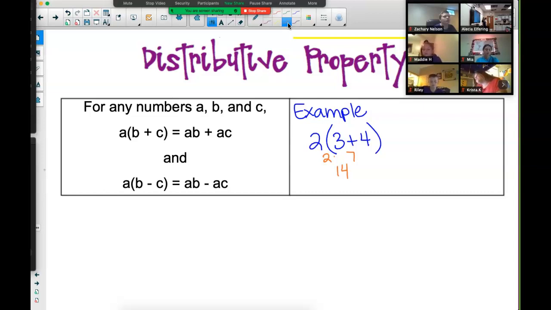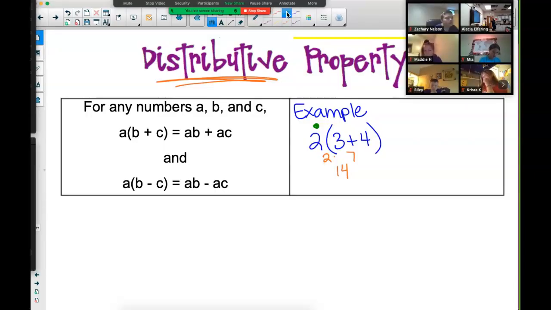That'd be the easiest way to do it. But if I say I want to use the distributive property, we have to distribute. And that means the 2 is like the candy. So I'm going to take the 2 and I have to give that candy to everybody in the group. We can't leave anybody out, right? Nobody in here would want to be left out from getting the candy.